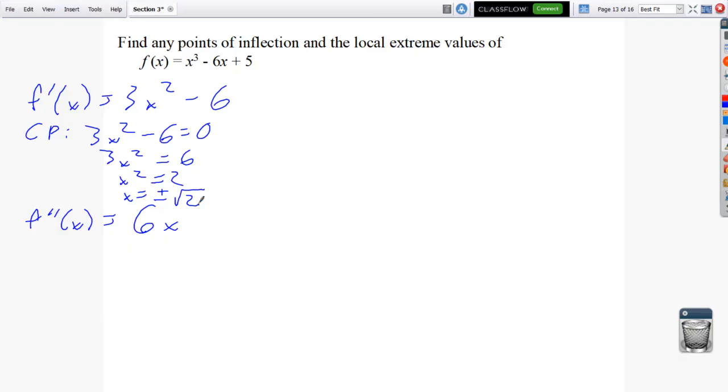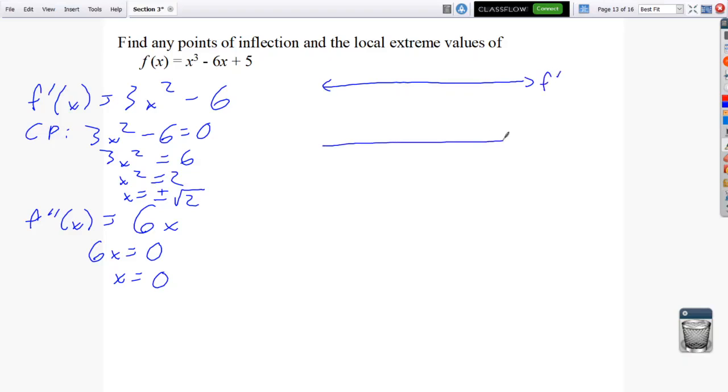Now I look down at my second derivative. I know that my possible points of inflection are where my second derivative is equal to 0, so that's where x equals 0. I set all of these up without analyzing them because now I'm going to analyze them simultaneously. I'm going to put down 2 number lines, an f prime and an f double prime, and analyze them at the same time.